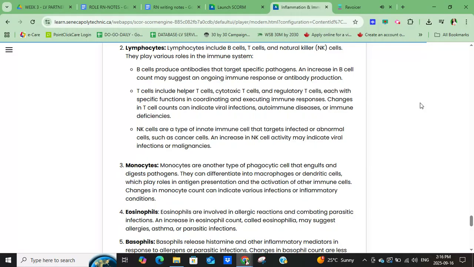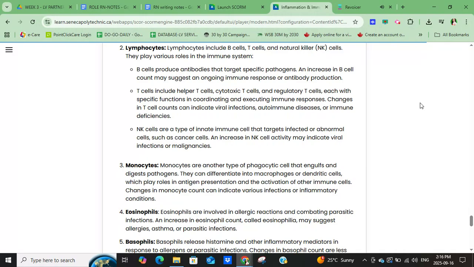T cells include helper T cells, cytotoxic T cells, and regulatory T cells, each with specific functions in coordinating and executing immune responses. Changes in T cell counts can indicate viral infections, autoimmune diseases, or immune deficiencies. NK cells are a type of innate immune cell that targets infected or abnormal cells such as cancer cells. An increase in NK cell activity may indicate viral infections or malignancies.